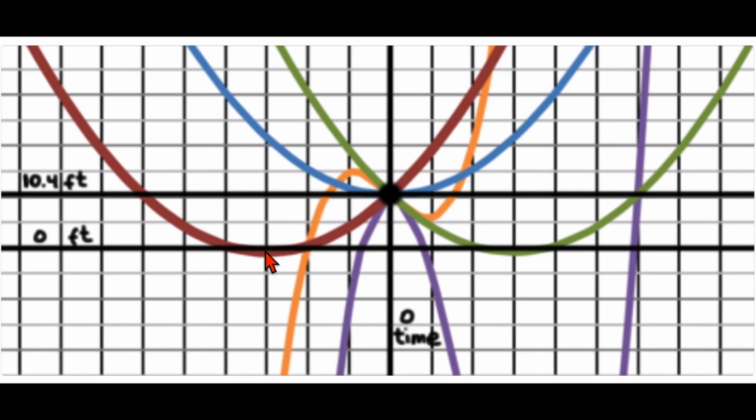That's not true for example 2. Example 2 is at rest right here at negative time. Example 3 is at rest right here at positive time. And example 5 is at rest at 2 different places. This point right here is negative time, and this point right here is positive time.